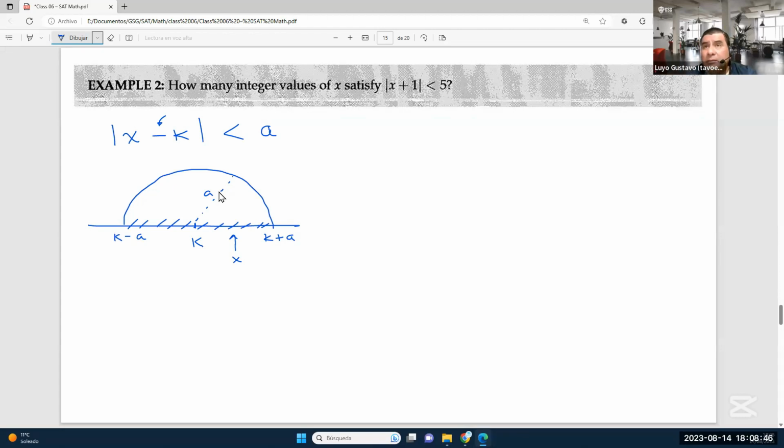Or you can directly, instead of going like this, open this like this. X minus k is greater than negative a and less than a. Sorry, here is a, not k. Between negative a and a. And from this double inequality, isolate the value of x, right? And from this, of course, you can have x between k minus a and k plus a.